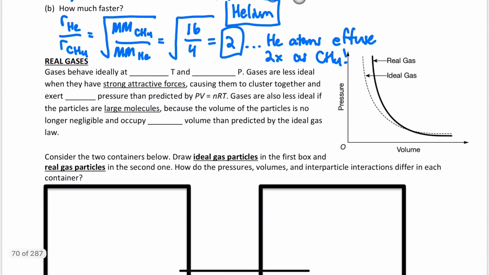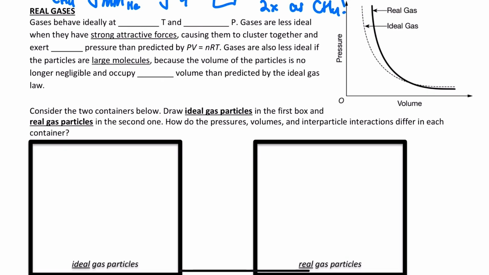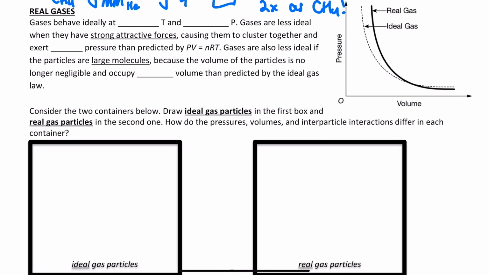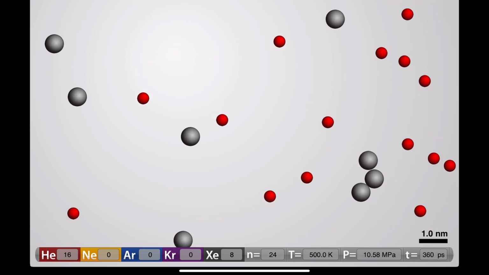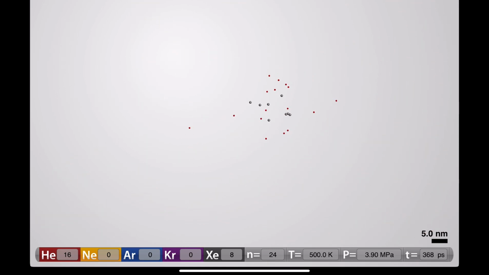Okay, so to wrap up this unit, let's talk about real gases. How are real gases different from ideal gases? Remember, gases behave ideally at high temperatures and low pressures. It's when they look like gases, very hot and very spread out. In this simulator, an ideal gas looks something like this, with infinitesimally small particles. The volume that the gas occupies is much more significant than the volume of the actual particles.